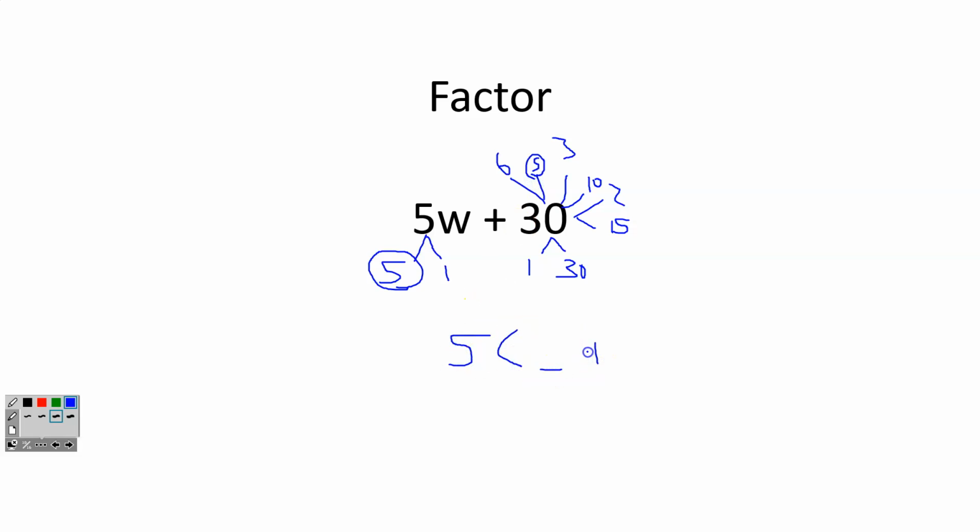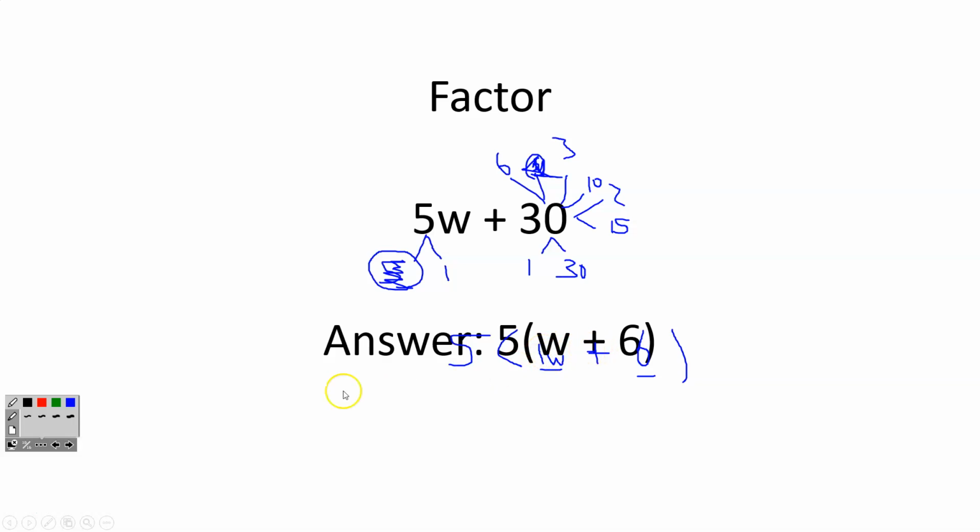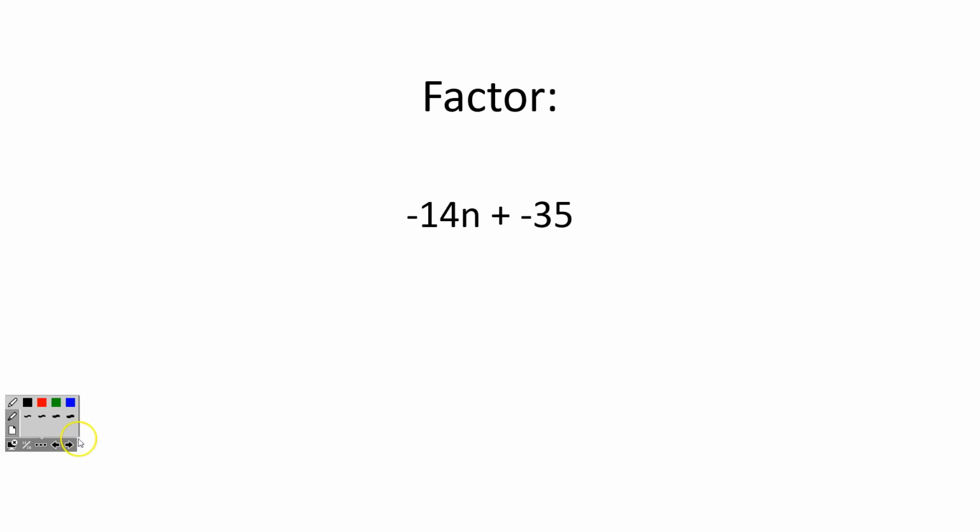So I'm going to finish drawing my picture. If I take a 5 out of 5W, that gives me 1W. If I take a 5 out of 30, I'm left with 6. If you don't say 1W, if you just say W, that's okay as well. So I'm going to do it again.